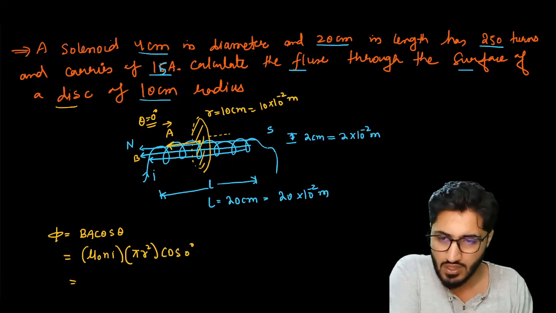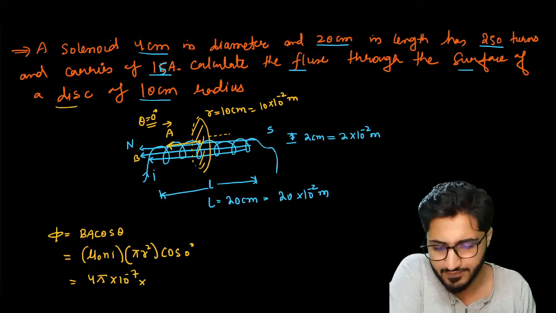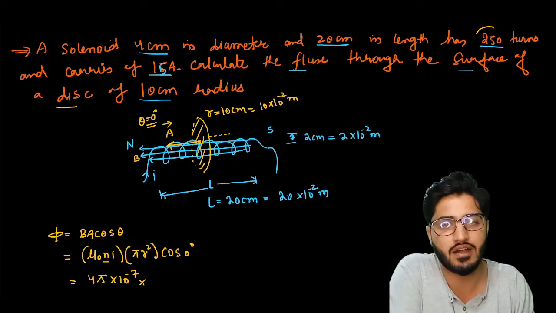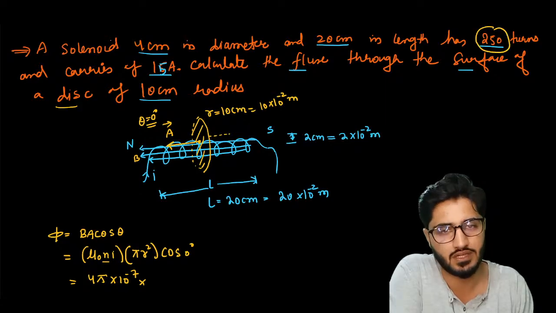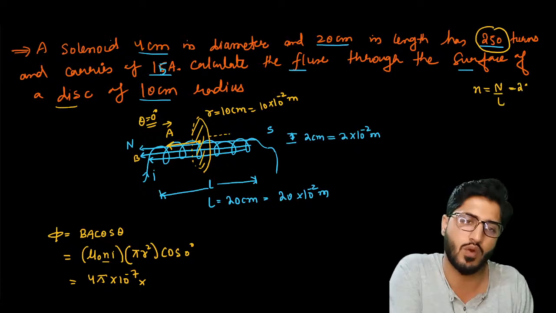Mu naught is 4 pi into 10 to the power minus 7. What is n? We have 250 turns. N simply indicates capital N by L. What is capital N? It is 250 turns. What is length? Length is 10 centimeter.